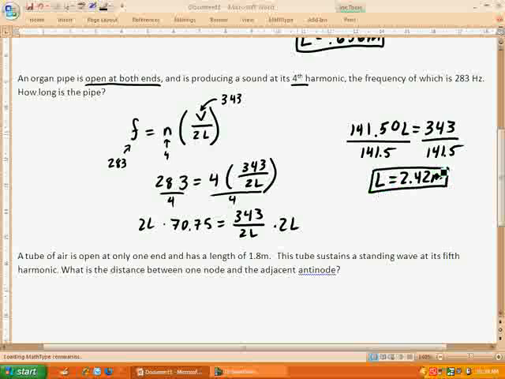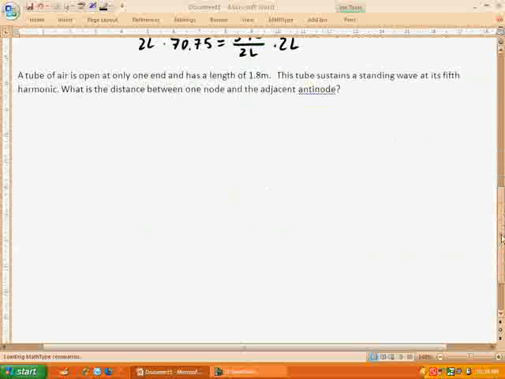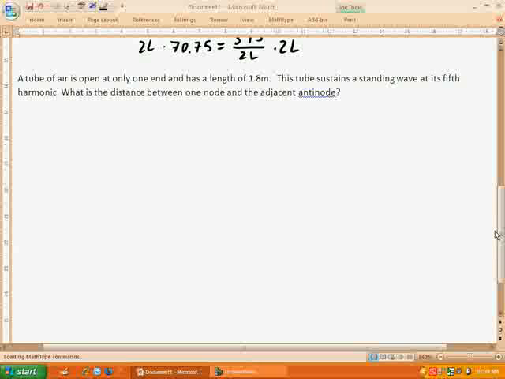Not too bad, huh? All right, let's look at one more question. This one is going to have a closed-in pipe. So we have a tube of air open only at one end. This one's going to be closed and then open at this end. And so then we've got that it has a length of 1.8 meters. Length equals 1.8 meters.